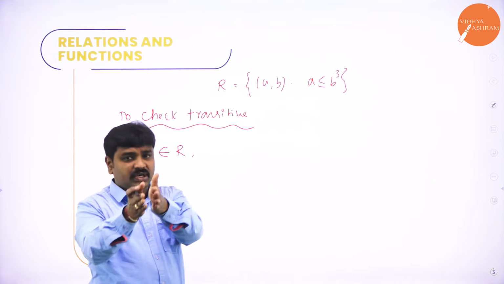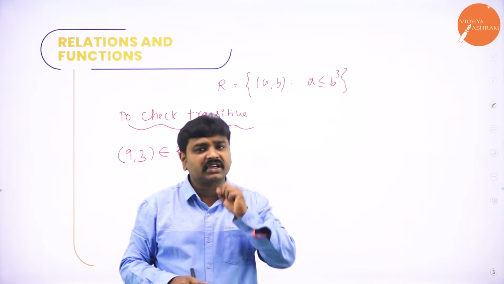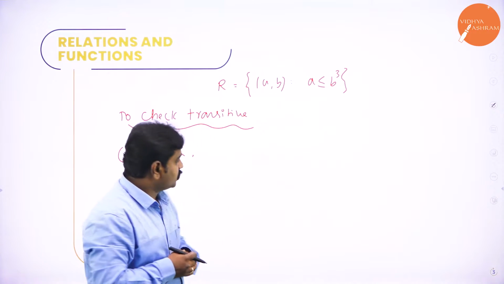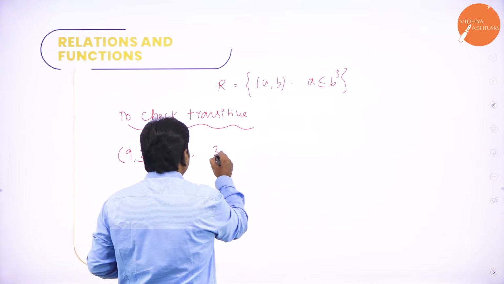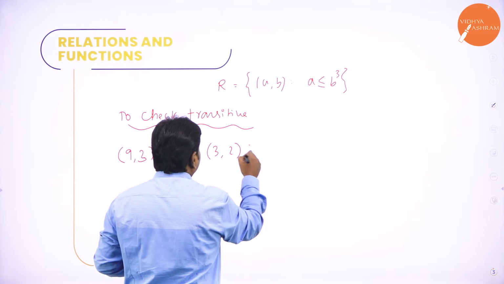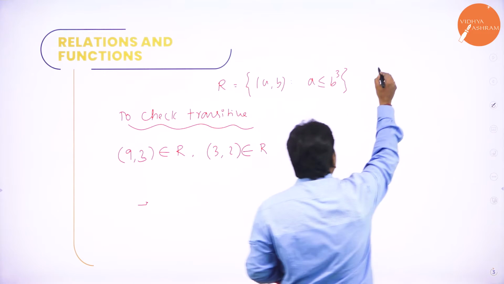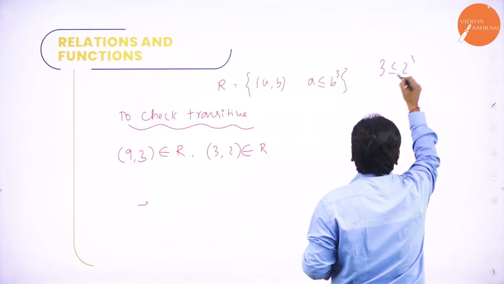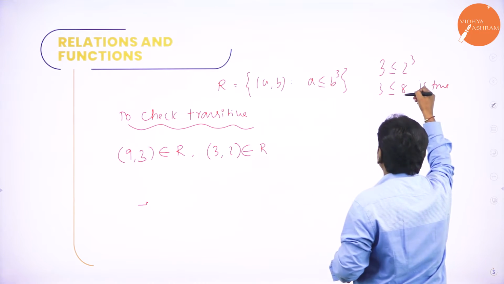If the first one is related to second and second is related to third, then first and third should be related. Then we can say it is transitive. So here (9, 3) belongs to the relation. I will take (3, 2) belongs to the relation. Do you agree? This is true. (3, 2) belongs to the relation. Why? Because 3 is less than or equal to 2 cube. 3 less than or equal to 8 is true. 2 cube is 8.